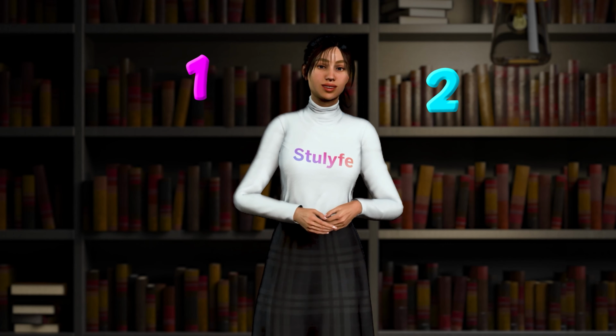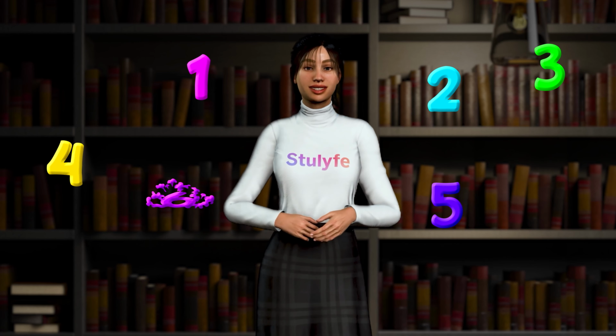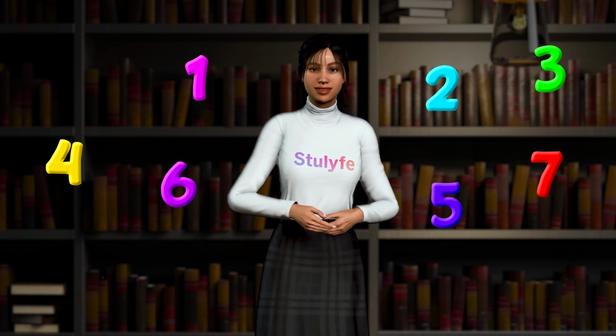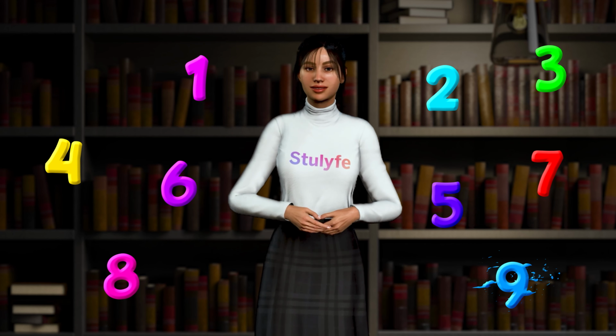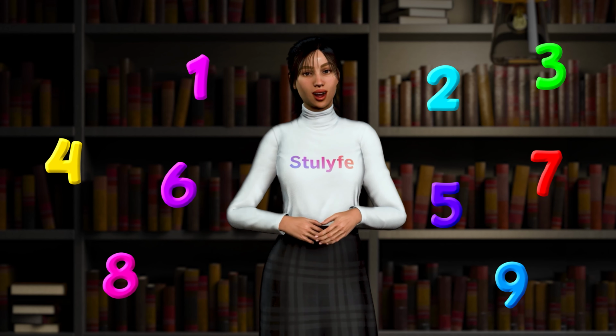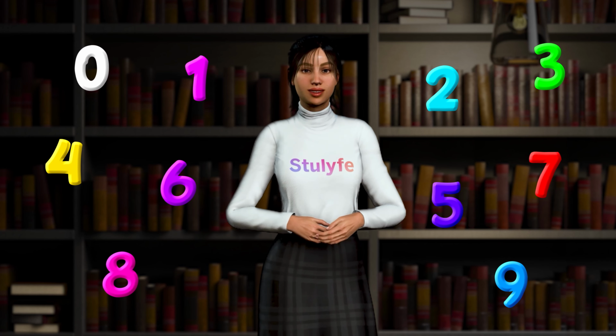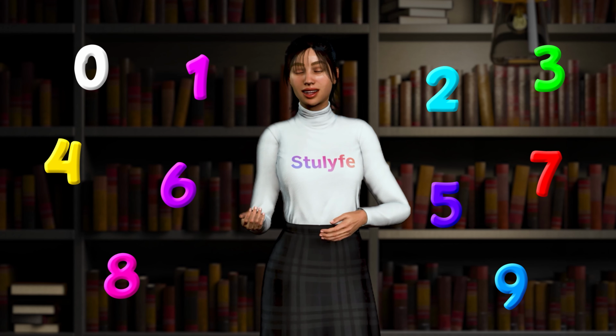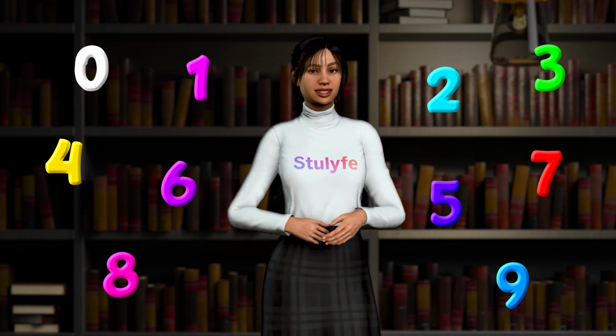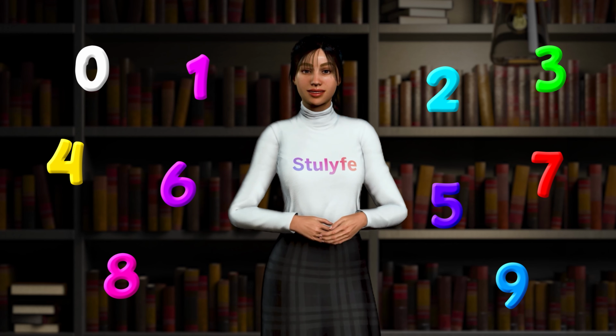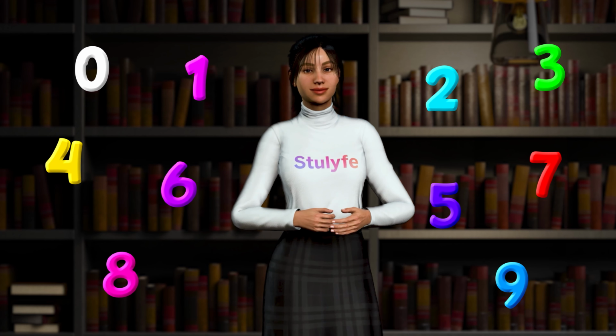One, 2, 3, 4, 5, 6, 7, 8 and 9. Oh, and the most important, 0. It just slipped out of my mind. Hey students, you must be thinking, why am I reciting all these numbers?